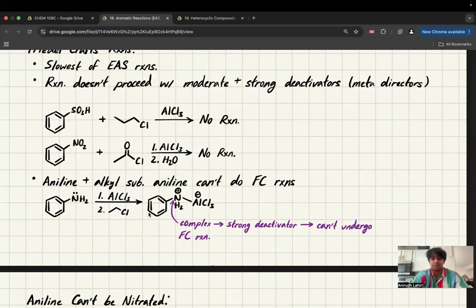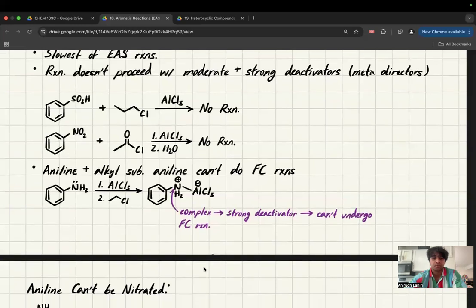This is because of acid-base chemistry. What will end up happening is the nitrogen will attack the Al, and we'll just get a complex here. So just keep that in mind. This is one of the cases where nitrogen again will ruin what you're trying to do, because it's just a really, really good base.